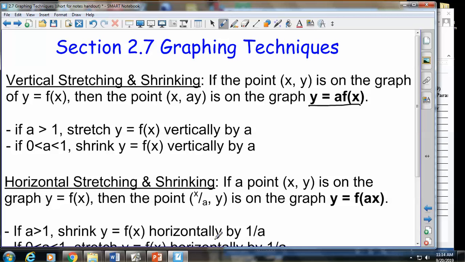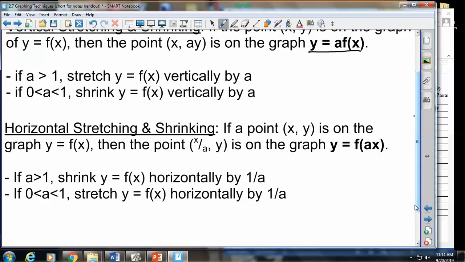Horizontal. This is the tricky one. Anything on the inside changes your x, and it does the opposite of what you think. So, if I have a number multiplied with my x, if that number is bigger than 1, it is actually going to shrink my graph horizontally. If that number is smaller than 1, it is actually going to stretch it horizontally. So inside, when it's changing x, it does the opposite of what you think.